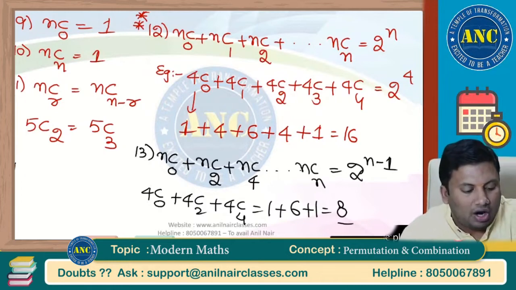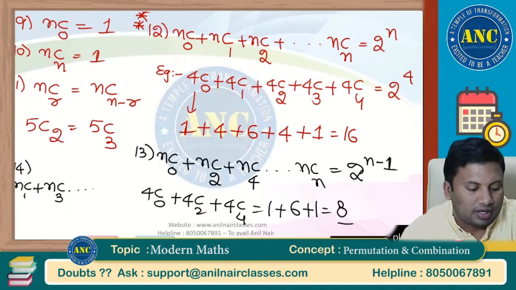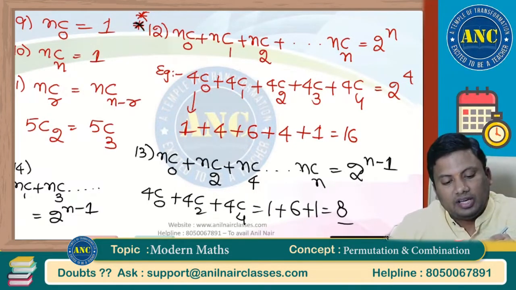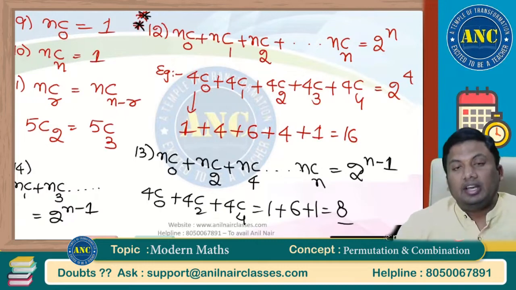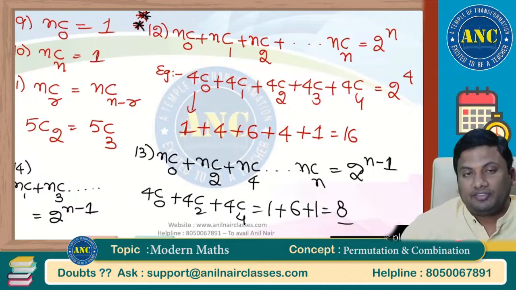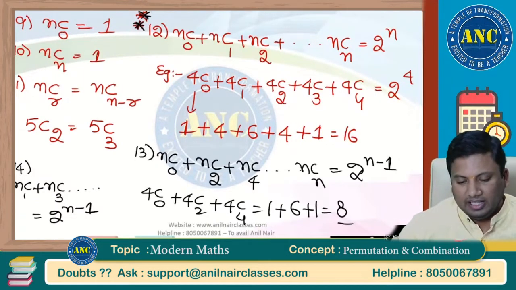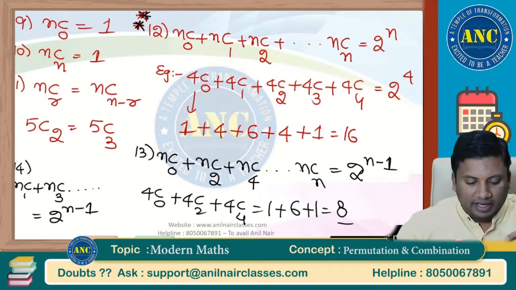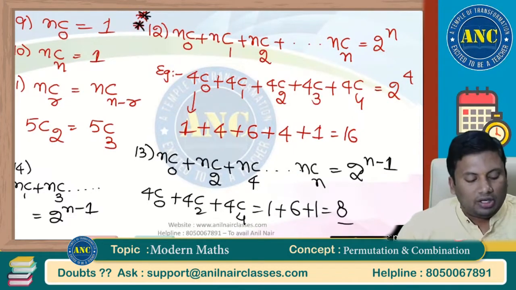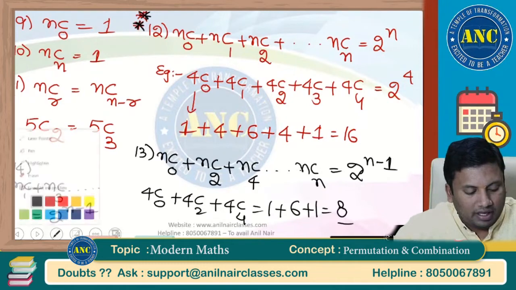It is 8. Odd, it is nothing but NC1, NC3 and so on, it is again nothing but 2 power n minus 1. NC0 plus NC1 plus NC2 till NCN is 2 power n: selecting 0, selecting 1, selecting 2, selecting 3, selecting n. Sum of all these is given by 2 power n. Selecting only even values, it is nothing but 2 power n minus 1. Odd, it is nothing but 2 power n minus 1.